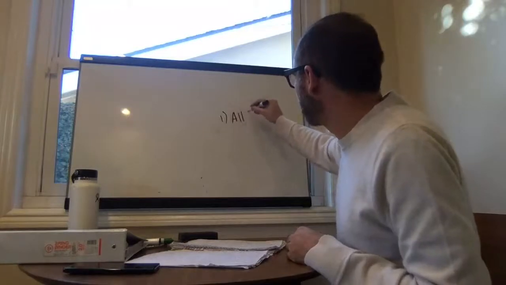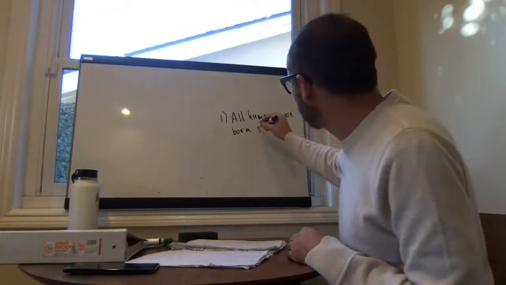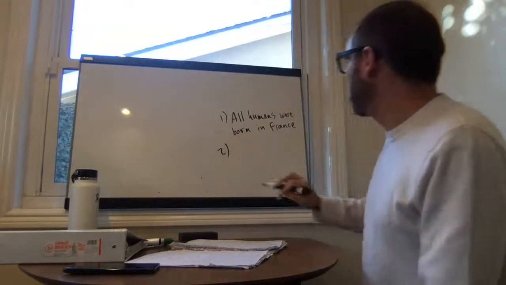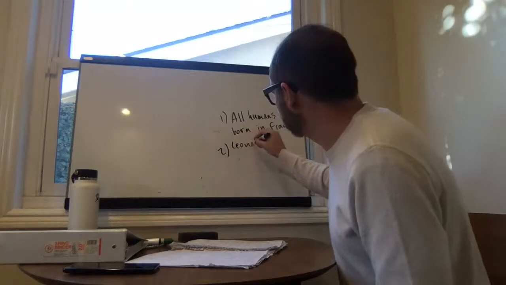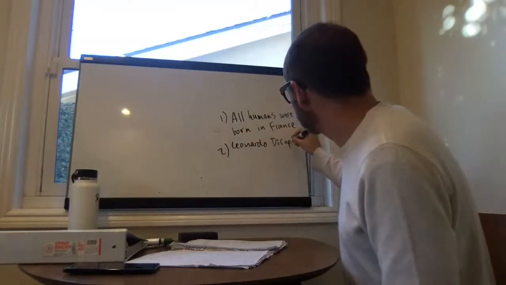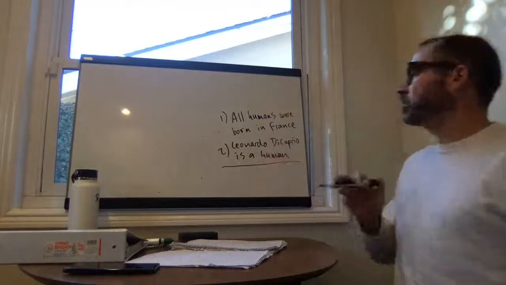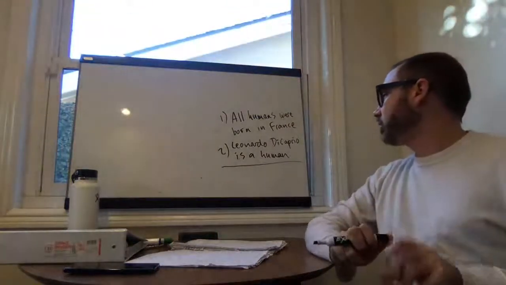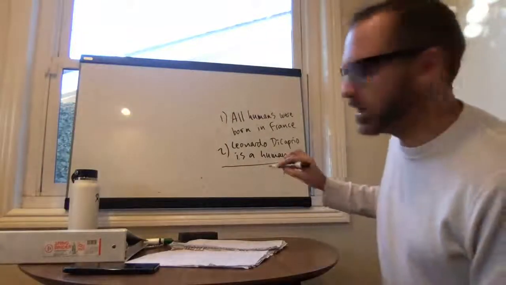So, all humans were born in France. Leonardo DiCaprio is a human. What will be the conclusion of that one? Just real fast, if you can point it out for me. All humans were born in France. Leonardo DiCaprio, the actor, is a human. And what would be the conclusion here? And therefore, Leo DiCaprio was born in France.